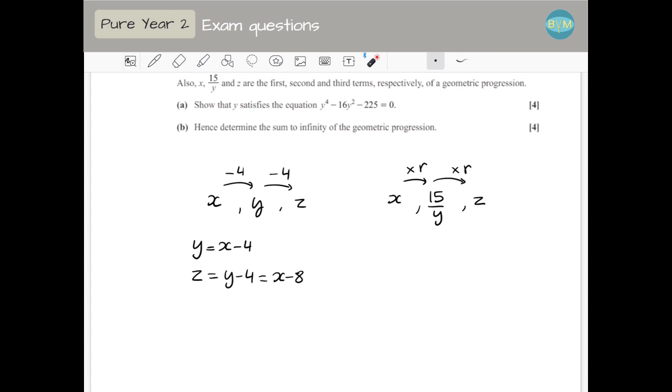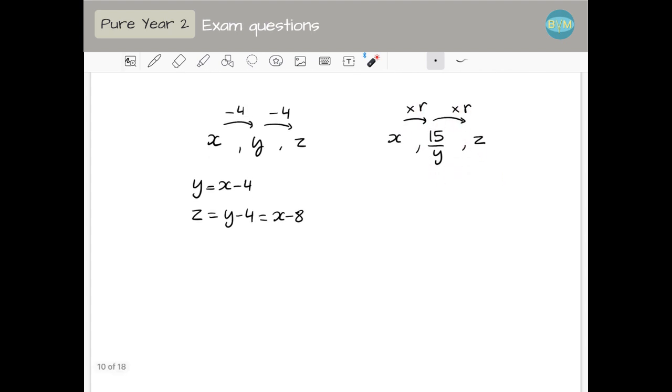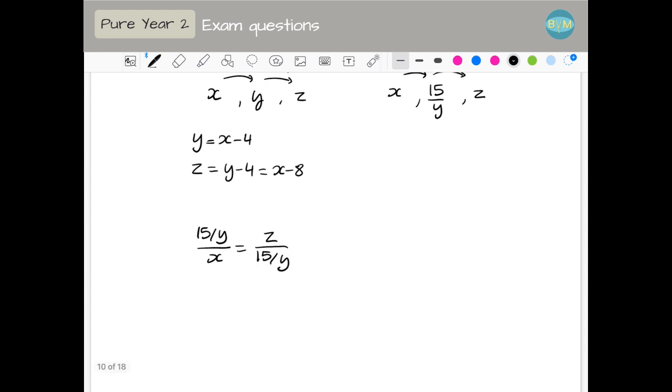If this is a geometric sequence, this one divided by this one is going to be the same as this one divided by this one, which is r. So we can write that 15 over y divided by x is going to be the same as z divided by 15 over y. And this is going to help us, because if we multiply, we have 15 over y squared is going to be xz. And if we eliminate x and z, writing them in terms of y, we are going to have an equation in y.